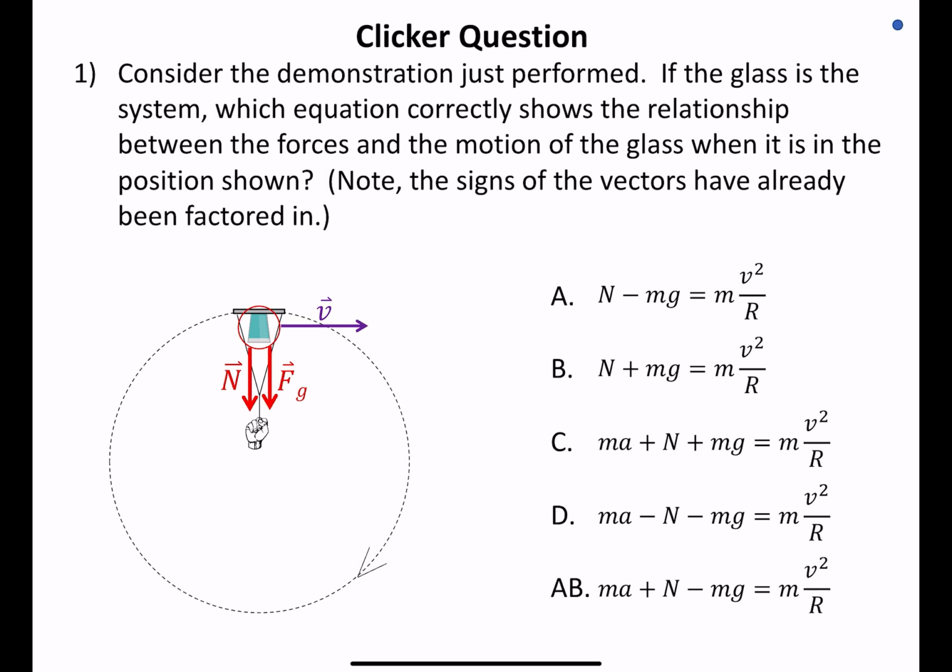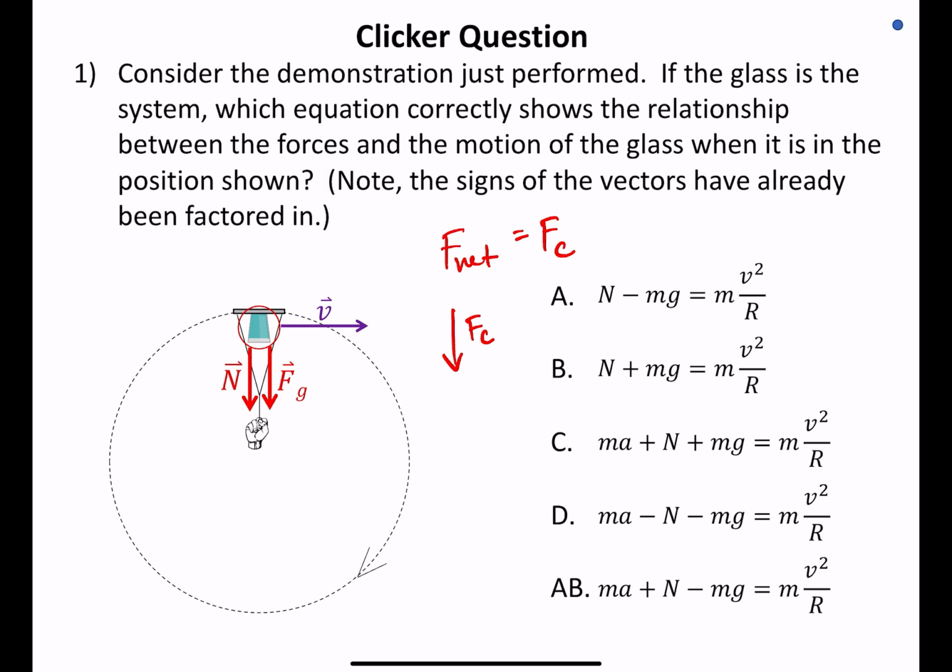And so we've got the normal force on the bucket from the glass, which is pointed down, and the force of gravity, which is also pointed down. And then we know that the net force in this case is going to be equal to our centripetal force, and that should be pointed down. And so we can write each of these as vectors.